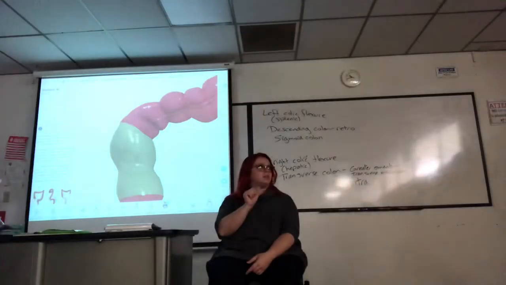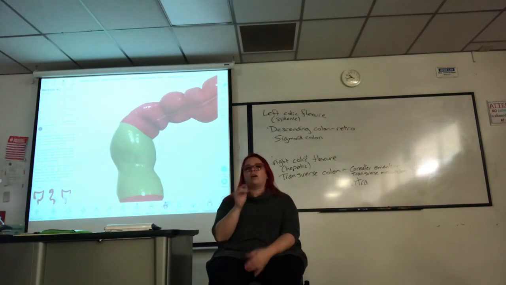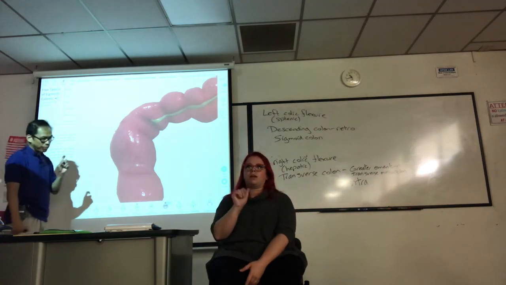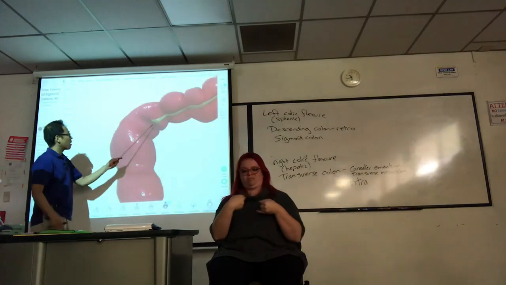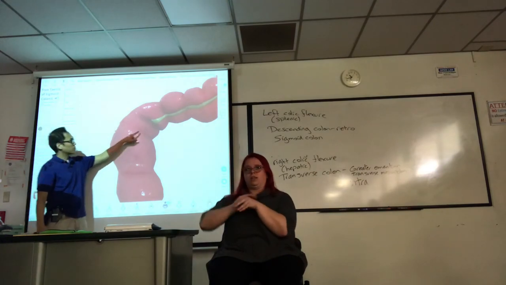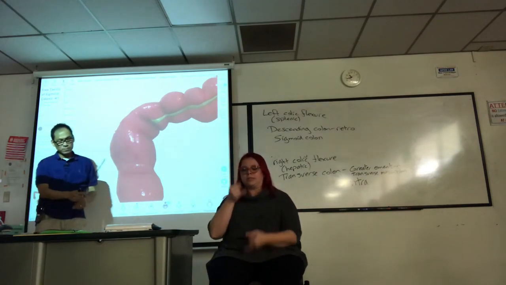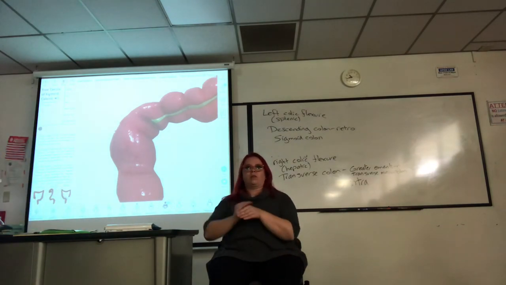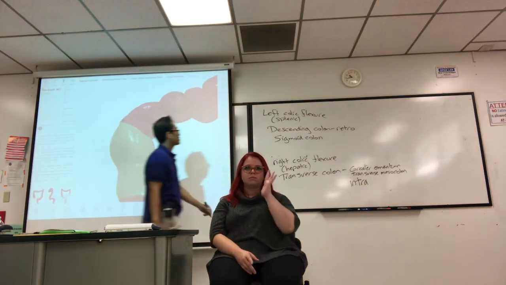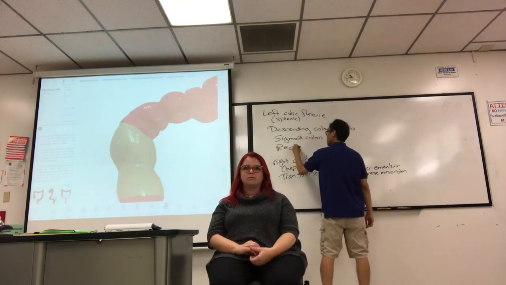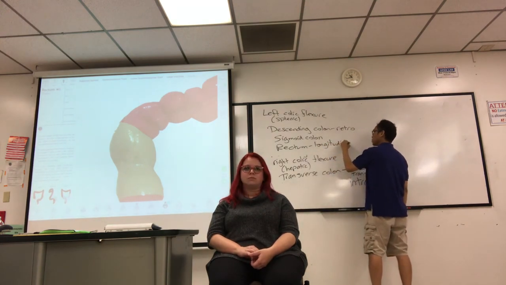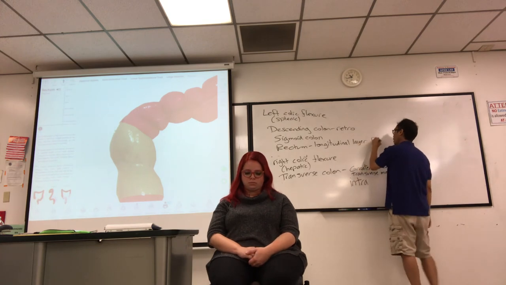Let me see if I can turn the lights off. Taenia coli, highlighted in green. Remember, that thin ribbon is the longitudinal layer. The longitudinal layer is fully restored as a full layer at the rectum. That's why you don't see it as a thin ribbon. It's fully restored. There you go, rectum. I'm writing longitudinal layer fully restored.